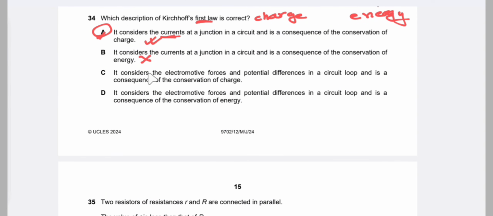Then the sum of the EMF is equal to the sum of the potential difference. This is for the second law. So the correct answer is A.